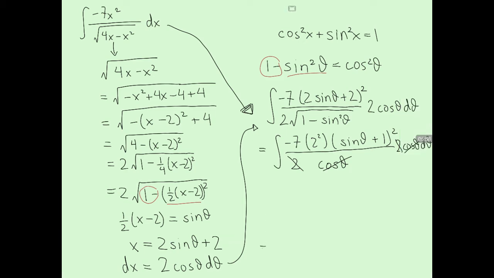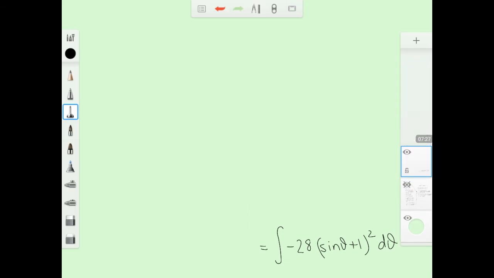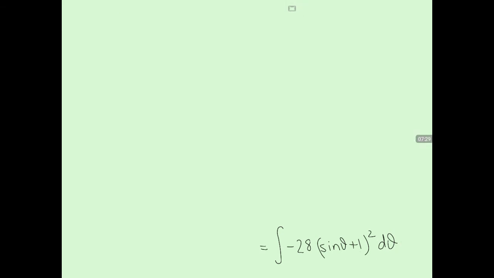This is equal to, I'm just going to write it down here since I'm going to start a new page soon, negative 28 times sine theta plus 1 squared d theta. Now we've simplified our original integral in terms of x into this other integral in terms of theta. So now let's try to solve this integral.